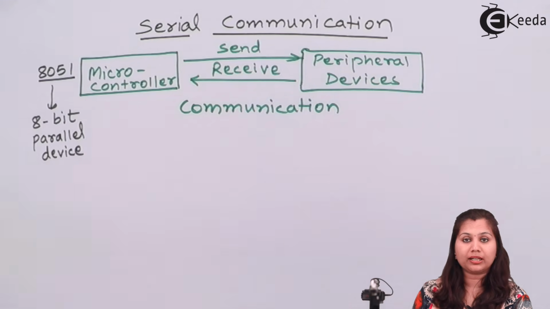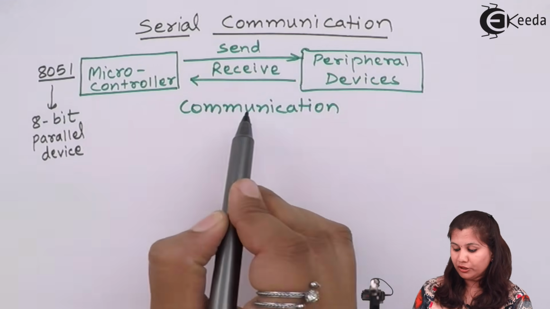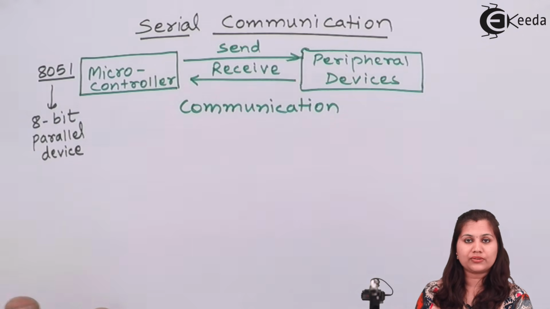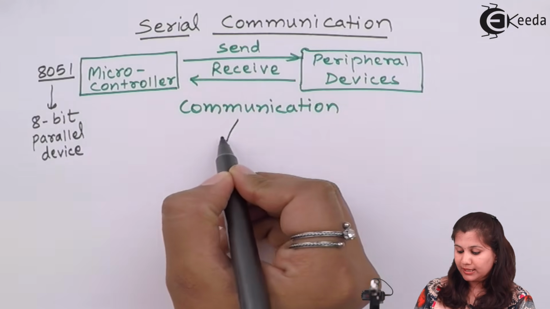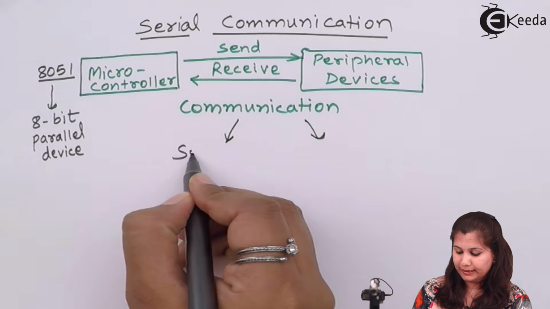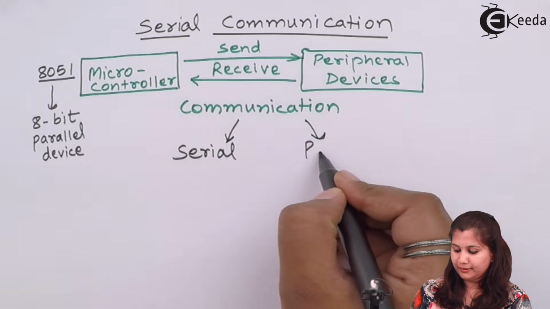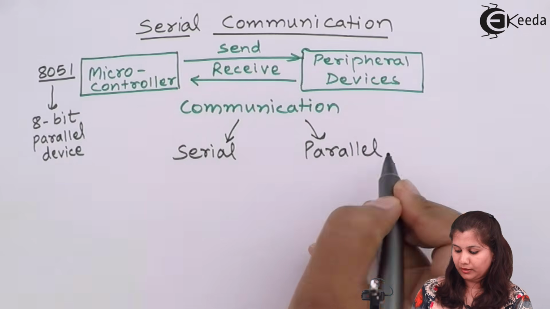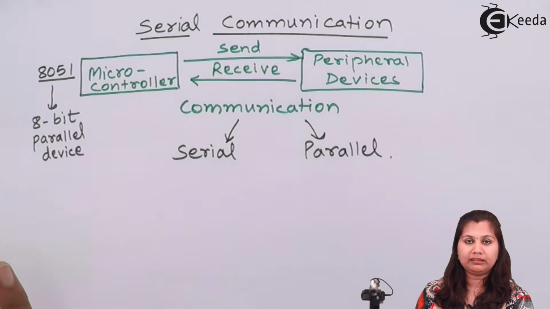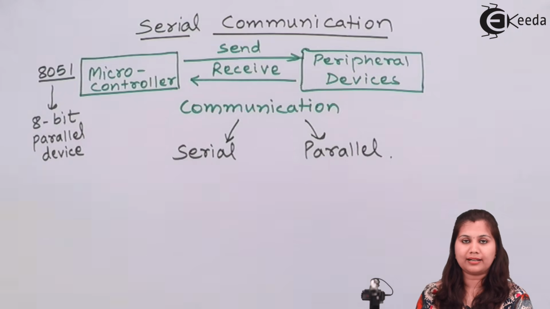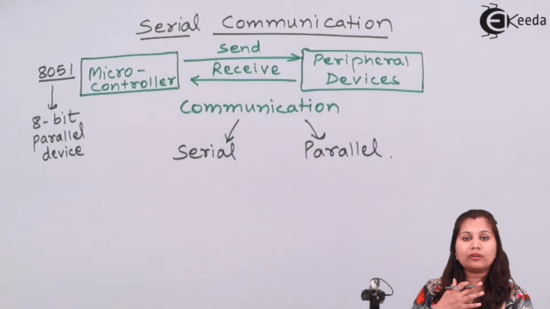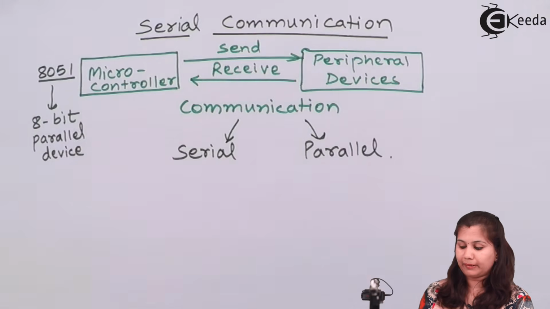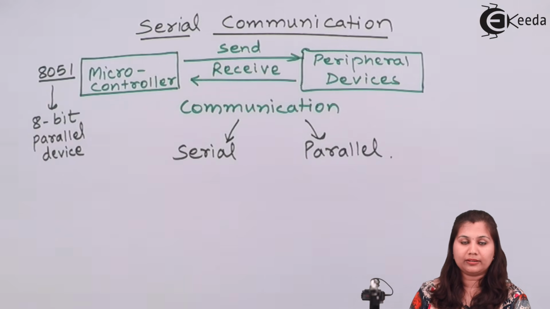First let's come to the communication here. Communication, we said, is the transfer of data between the microcontroller and the peripheral devices. Now this communication can be of two types, that is serial communication and parallel communication. When the data is transmitted, it is in the form of bits, that is 0 and 1. When the bits are transmitted one by one, it is called serial communication, and when all the bits are transmitted at the same time, it is called parallel communication.